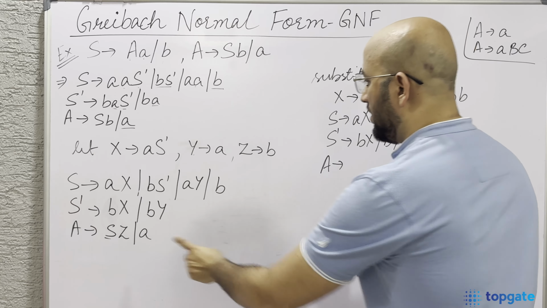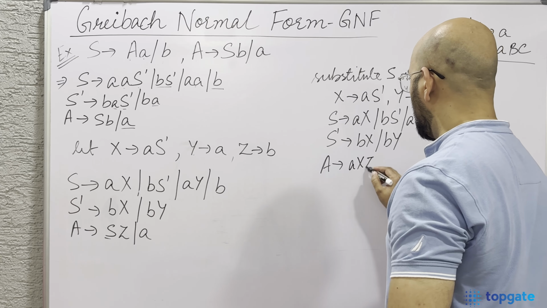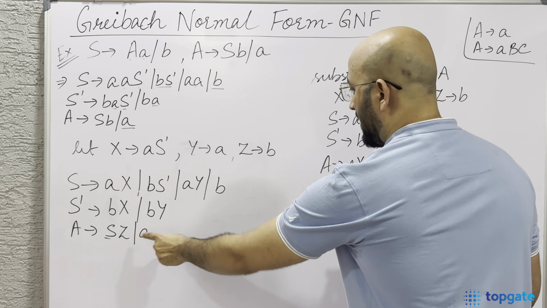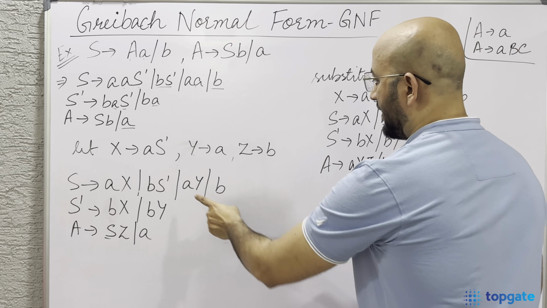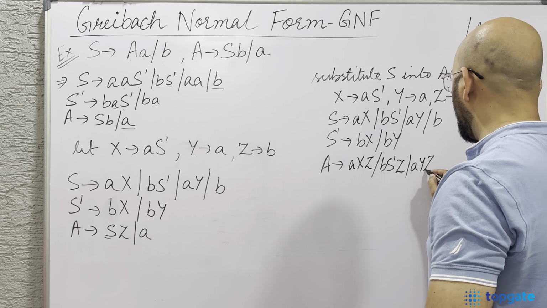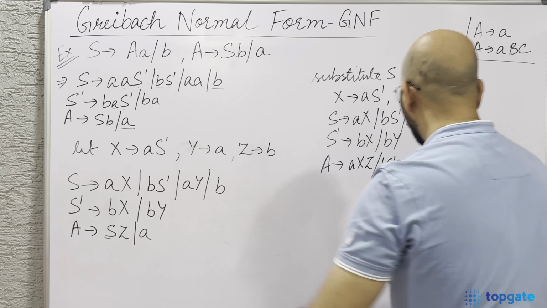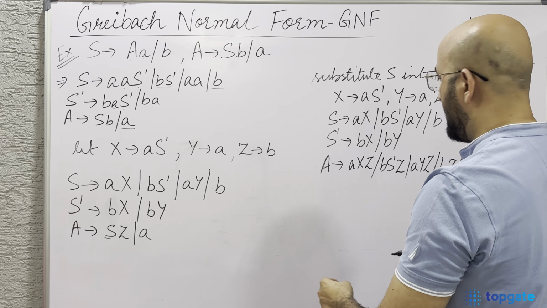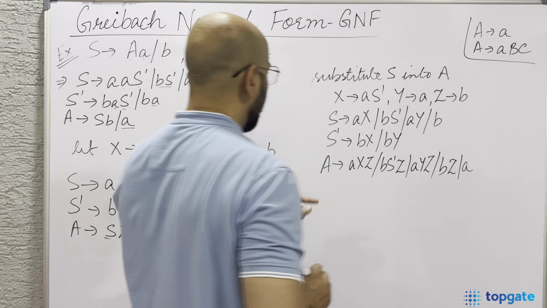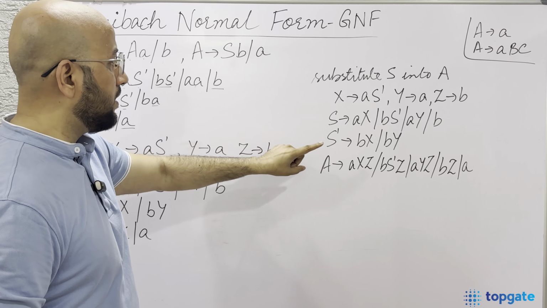So what will I get? First of all, aX, so I'll just write aX followed by Z. Then the next one is bS dash, so I'll write bS dash followed by Z. Then I'll take a third one, aY followed by Z. Then we have b, then followed by Z again, and then what we have is this a, so I'll just write this a here. So if you can observe, here we have these production rules, and all of these production rules are now in a GNF form.